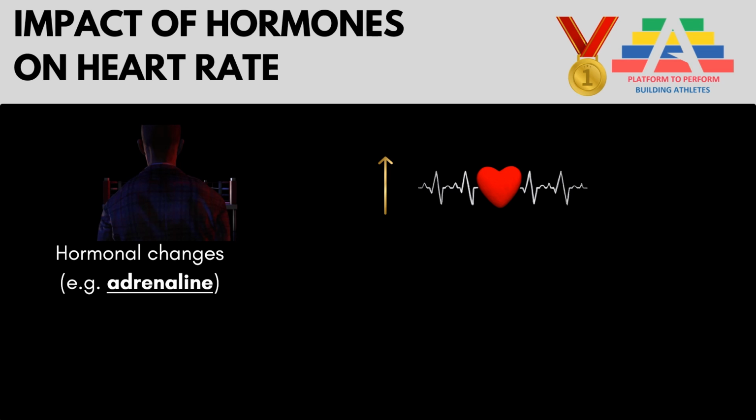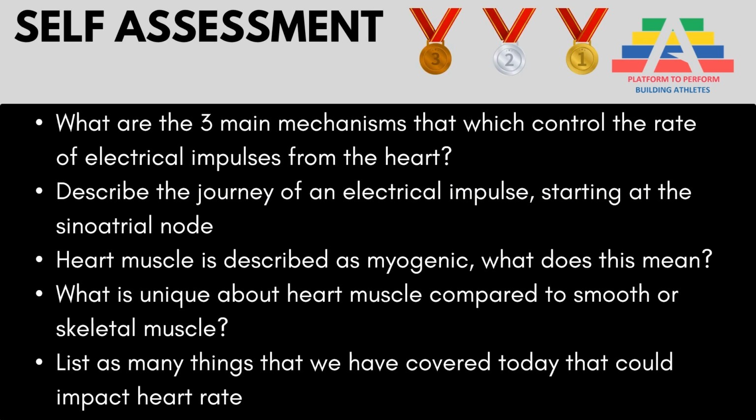I've already mentioned the fight or flight hormone adrenaline. This is a stress hormone released from the sympathetic nervous system during exercise, and it causes the increase in heart rate. It can also be released prior to exercise if you know a stressful event is coming.